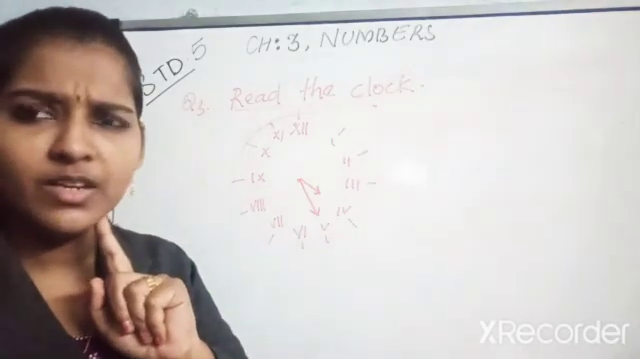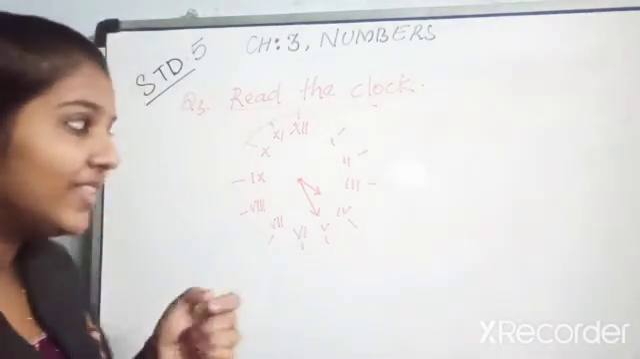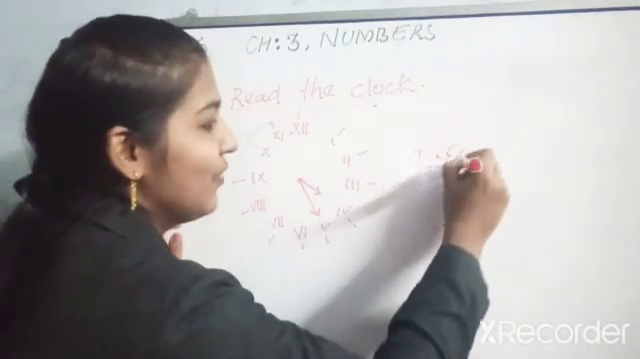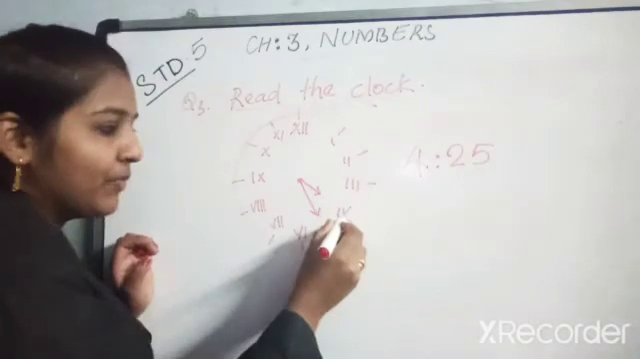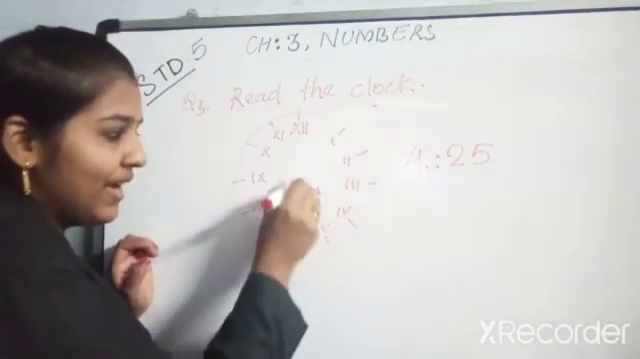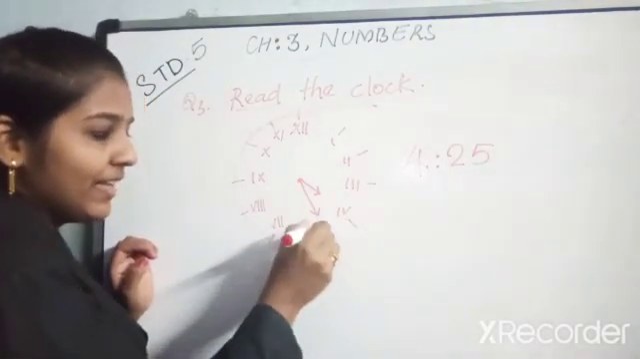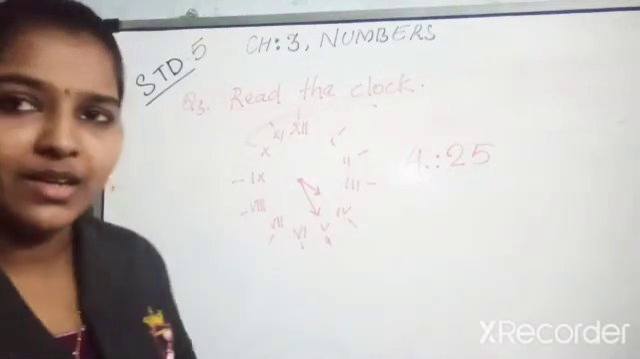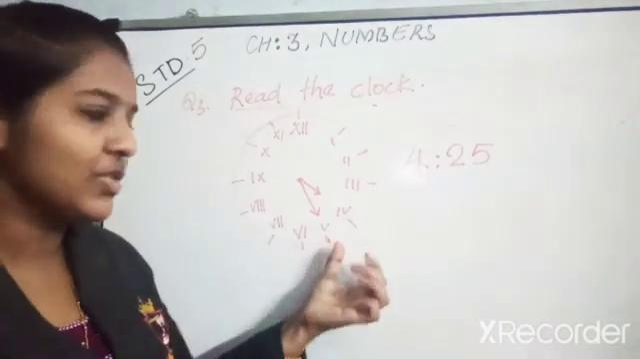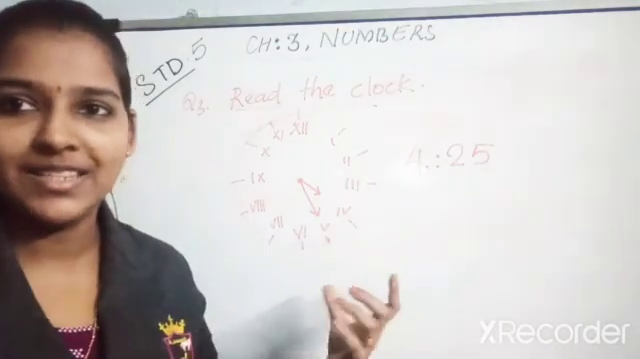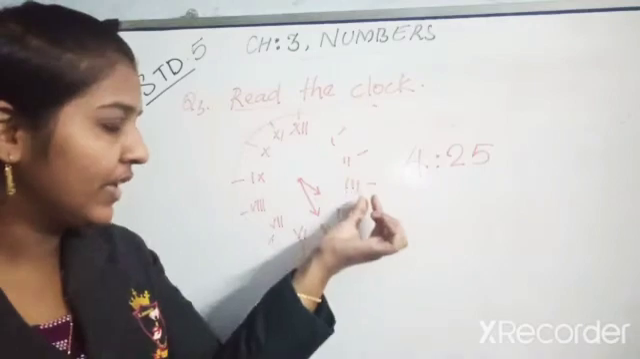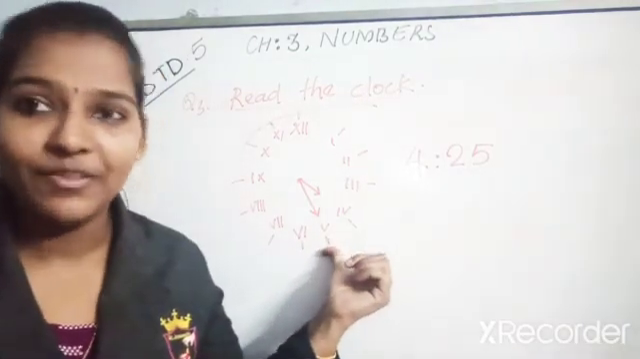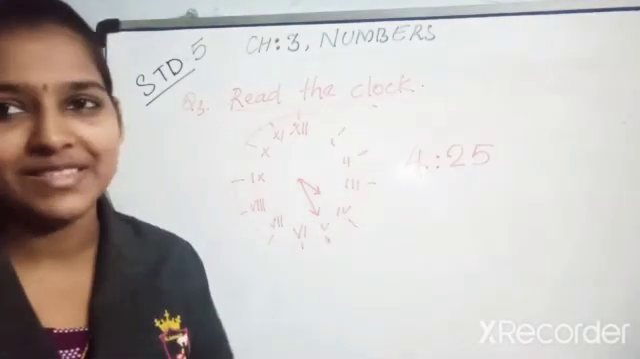Tell me, children, then what is the time? Yes, 4:25. So the time is 4:25 because our hour hand is pointing to 4 and the minute hand is pointing to 5. It shows 25. We know how to take the measures in the minute hand, isn't it? That is 5, 10, 15, 20, 25. When it comes to 5, that is 25. Okay, so 4:25 is the time.